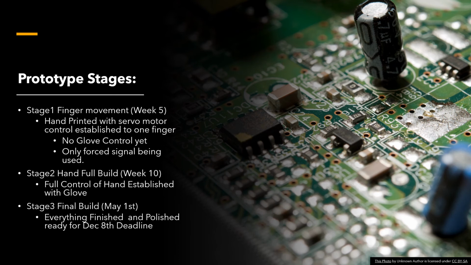Stage 2 is to have the full arm built with all 5 fingers ready to go, and hopefully having the glove established too. We're going to be having this within week 10, having full functionality of the glove controlling the prosthetic arm. And stage 3 is going to be our final build, working on polishing the device, working on little kinks, working out any bugs in the coding, and having our project ready for the deadline.